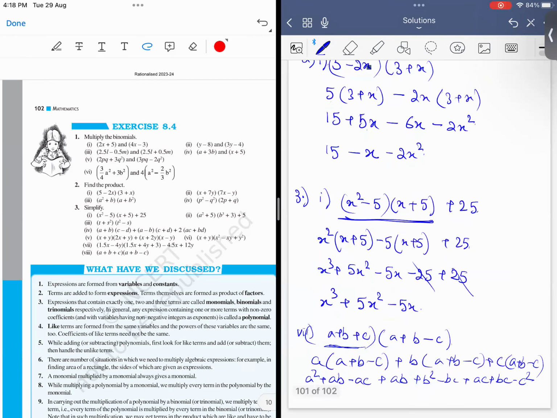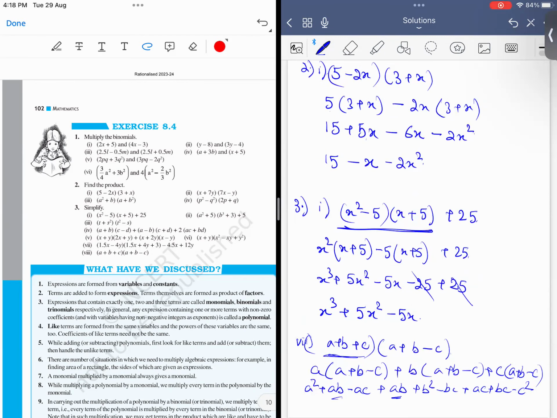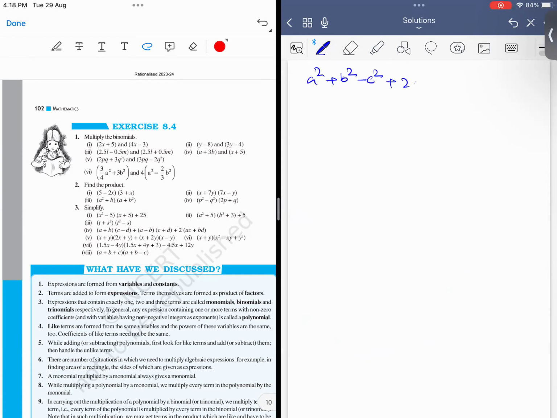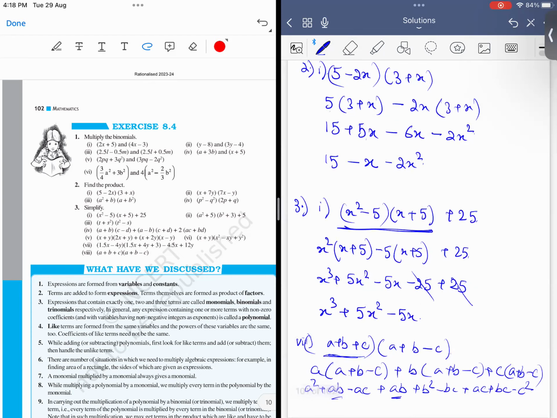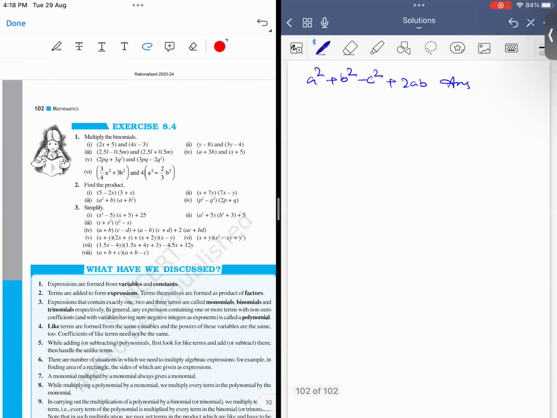So plus ab plus ab, two times. So that is plus 2ab. Next, minus ac plus ac cancelled, and minus bc plus bc cancelled. So this is the final answer. Okay, so likewise, we can do the rest of the questions of the same exercise.